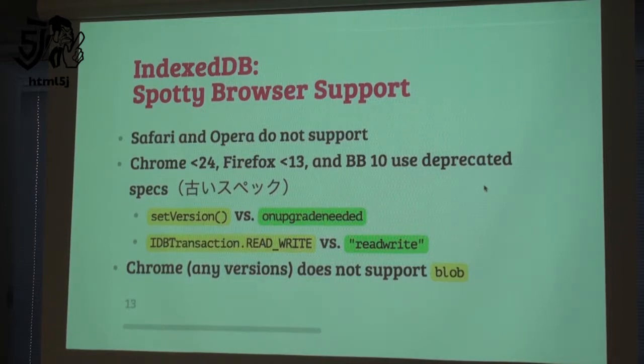Even if you have the latest Chrome, it still does not support blob, the binary large object. So for my app, I had to save the photo as a base64 string, which is a really long string, instead of a blob. Honestly, I don't think it's a good idea. It might have some performance problems.